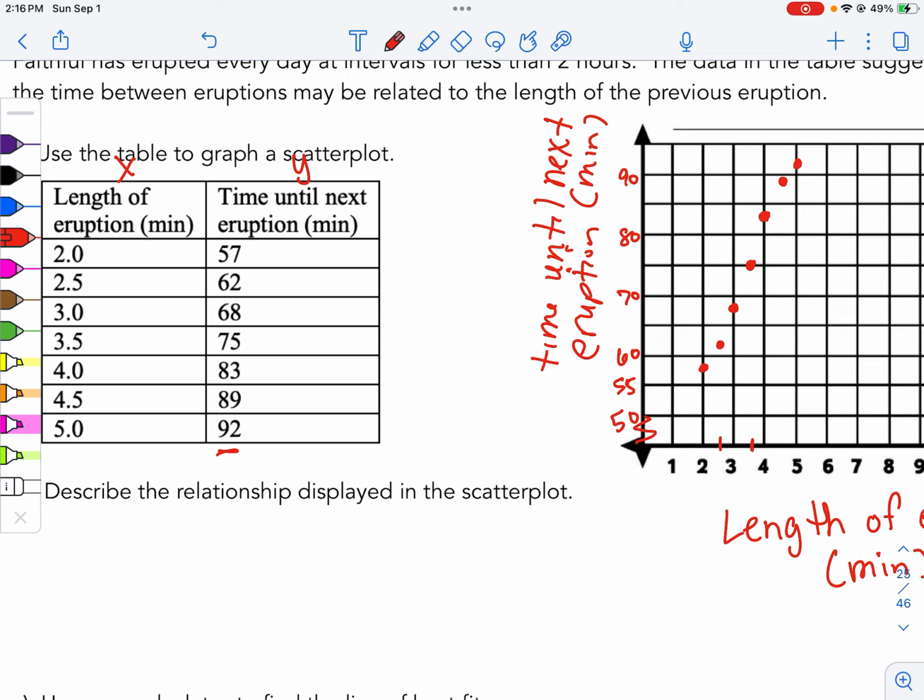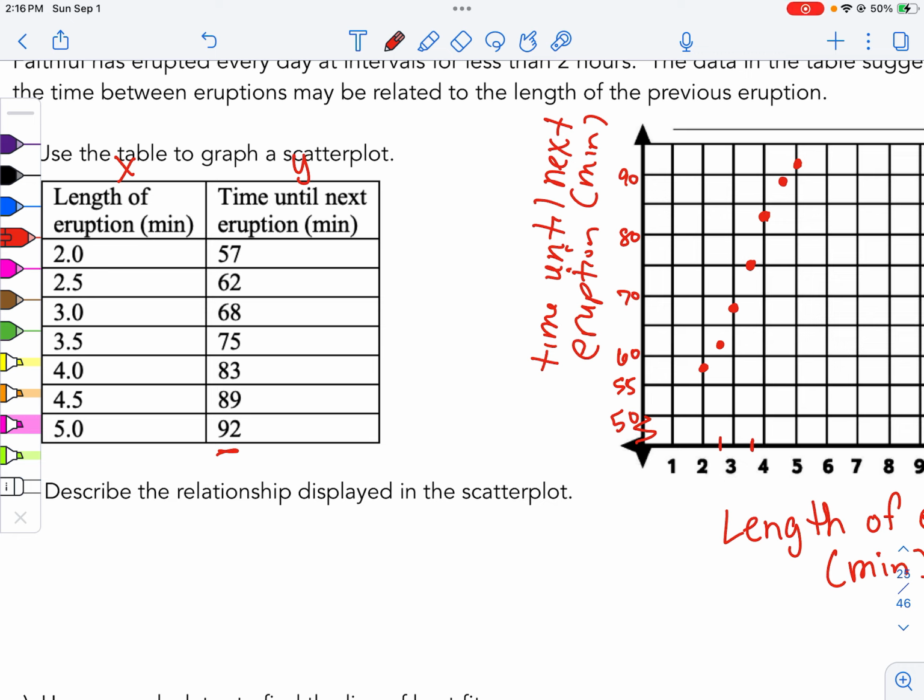Okay, so again, they should be pretty close to the same as the points that I put on there. If you were up a little bit higher, but not quite to 90 for that 89, that's fine. They just got to be pretty close. All right, so the next question says, describe the relationship.